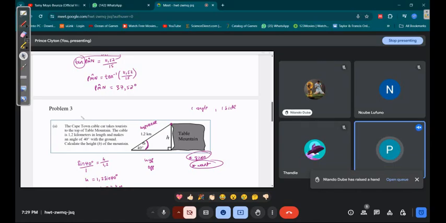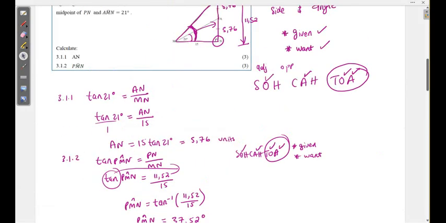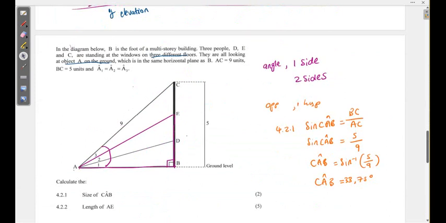I think there's a question. Yes, Ntando. Sir, I just wanted to ask, in a test, will there be a chance where they'll give you maybe one angle and then you should try and calculate the sides? No, you can't have one angle only. You cannot have one angle only. It's only one angle and one side, or you are given two sides.